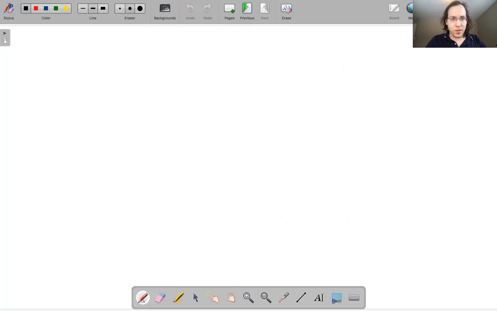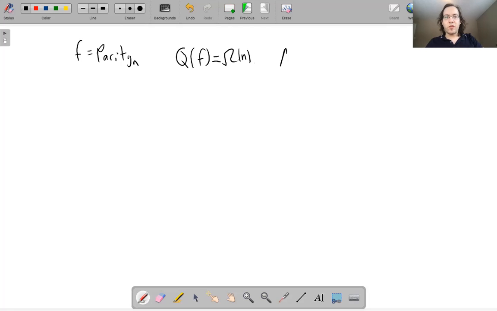Okay, so let's do another example. Let's try f equals parity. This is parity on n bits, and we've seen already that Q of f is going to be omega n, right? So we want to show that adv plus of f gives us the right lower bound. Is it true that this gives us omega n? We want this to be true, so that adv plus gives us a tight lower bound on the string.